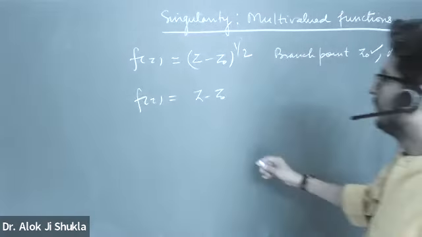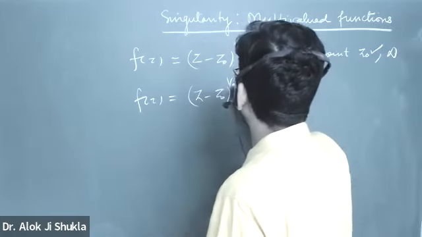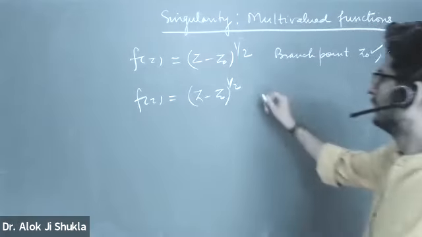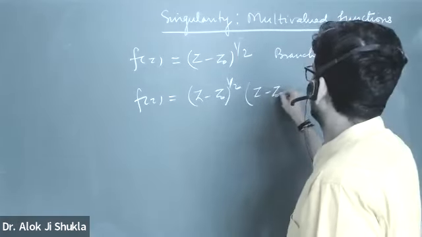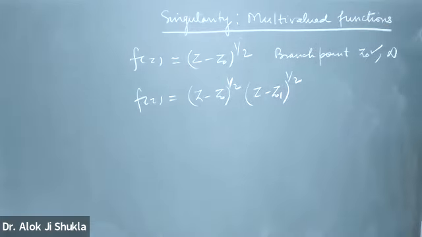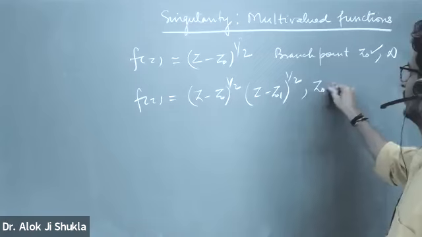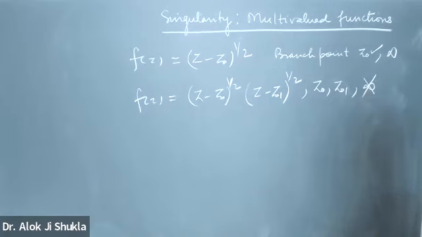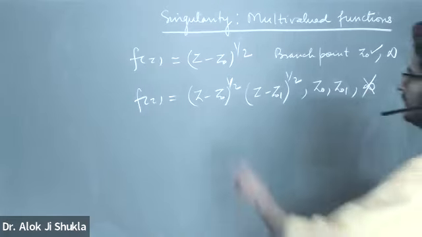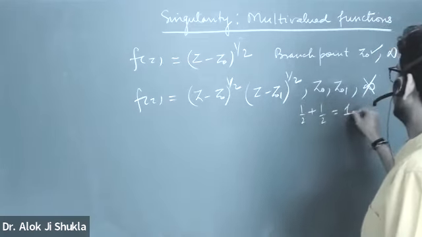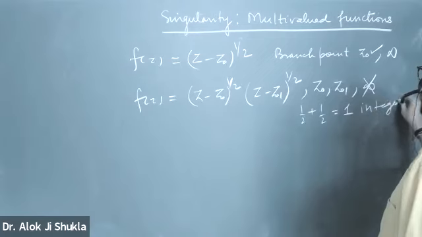And if you write (z minus z naught) to the power half and (z minus z naught 1) to the power half, then there are two branch points, z naught and z naught 1, and infinity will not be a branch point. And the rule is that if you add them, half plus half, and it has become an integer, then it will not be a branch point.